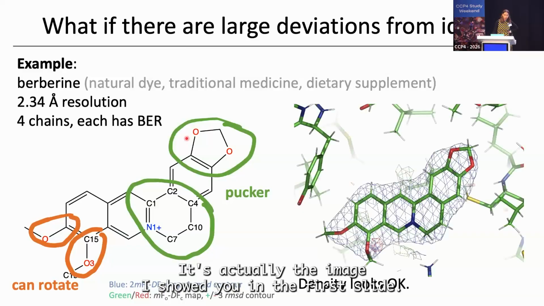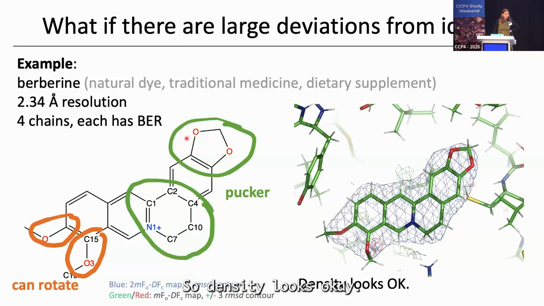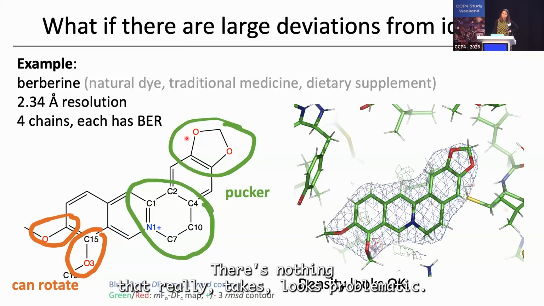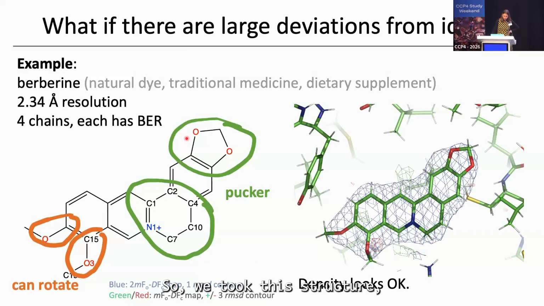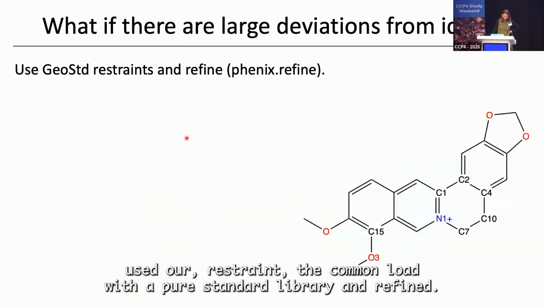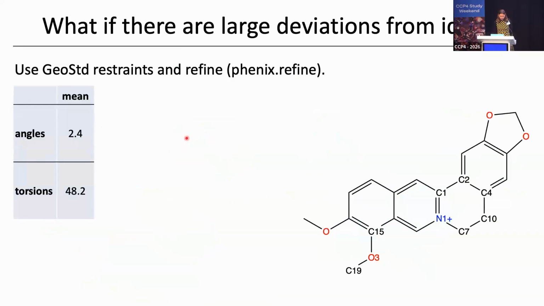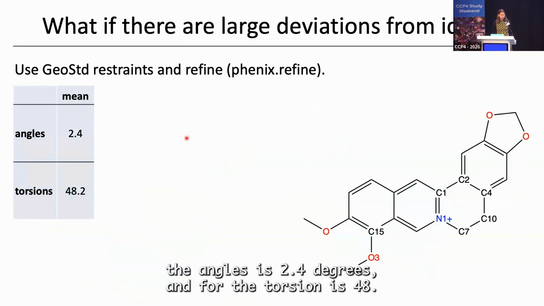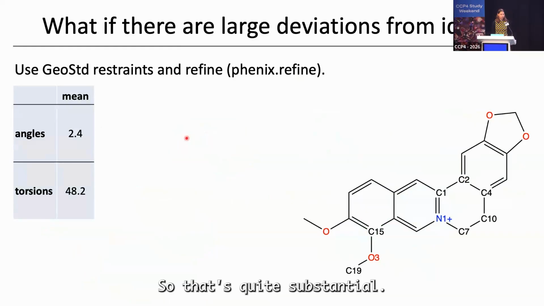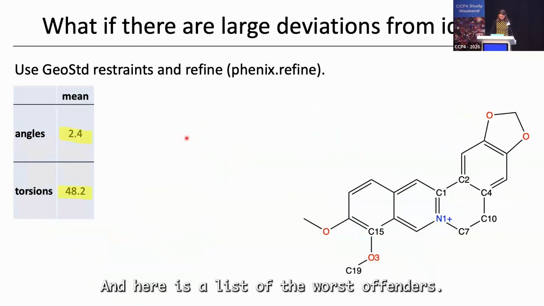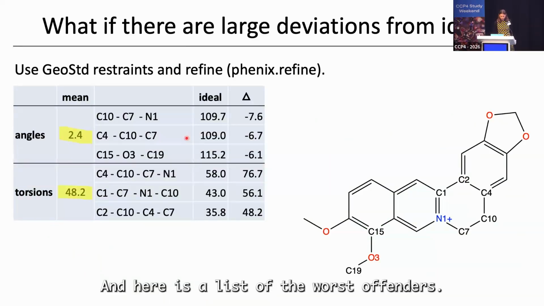So let's look at the density. It's actually the image I showed you in the first slide. The density looks okay. Yeah, there's nothing that really looks problematic. So we took this structure, used our restraints that come in with a GeoStandard library, and refined. So what turns out is that the mean RMSD for the angles is 2.4 degrees, and for the torsions is 48. So that's quite substantial.